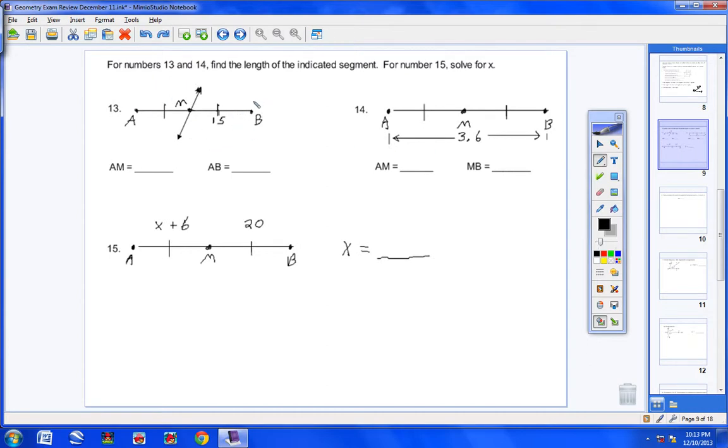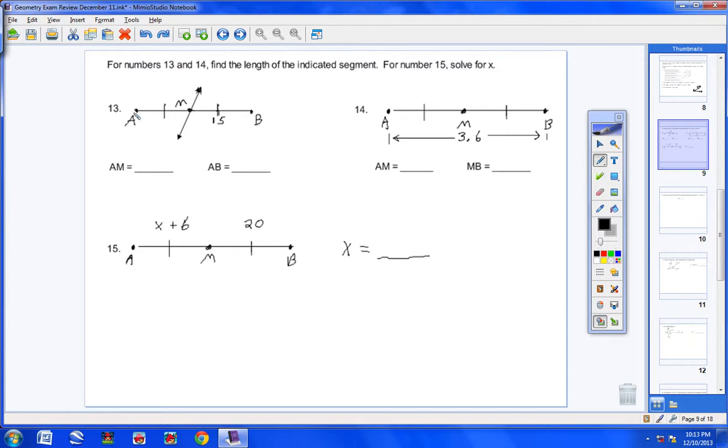On the exam, there is a chance I will put problems like this on the exam. And they read as follows. Find the length of the indicated segment. For number 15, solve for x. So let's first of all start with number 13, okay?